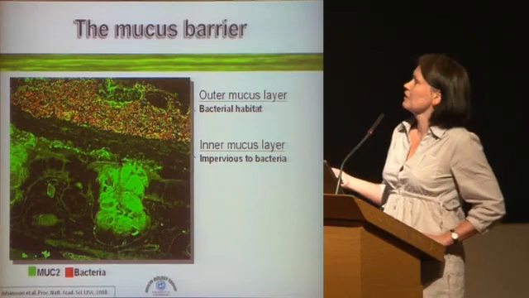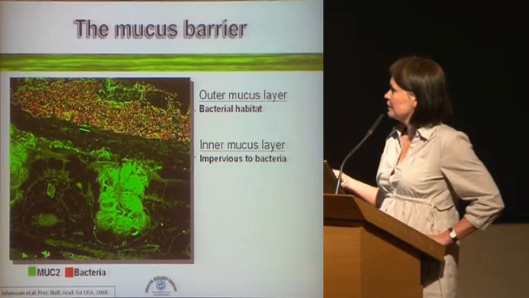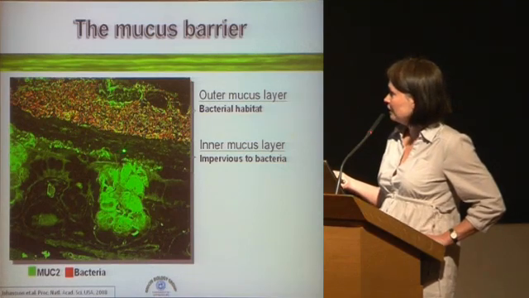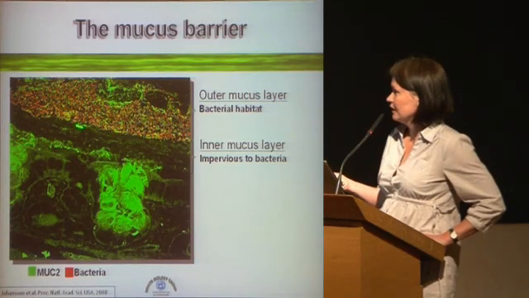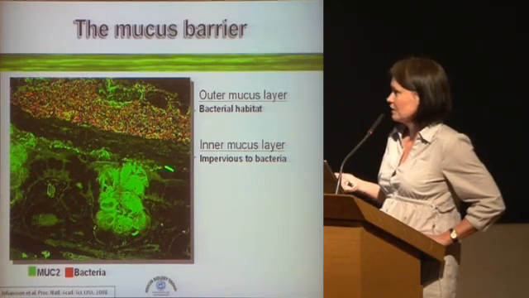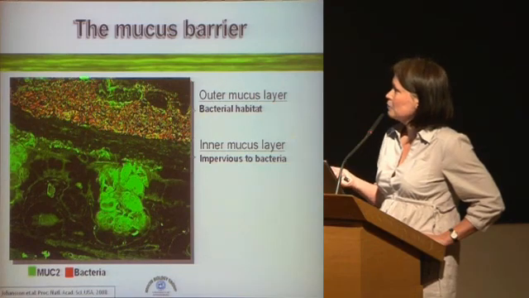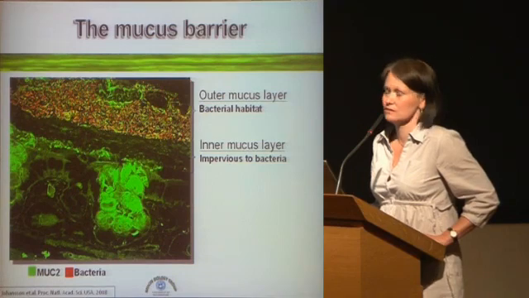So the main function then of mucus is to be this barrier. This is the secreted inner material, and this material is impervious to bacteria which reside in the outer layer. There might be some microorganisms that can go through, and of course then the tissue will respond to those, but in general the majority of the microbes should be kept at a distance.